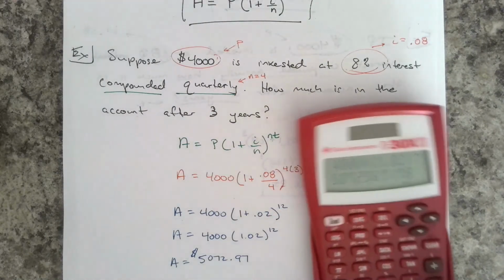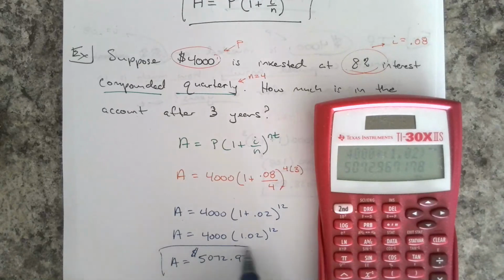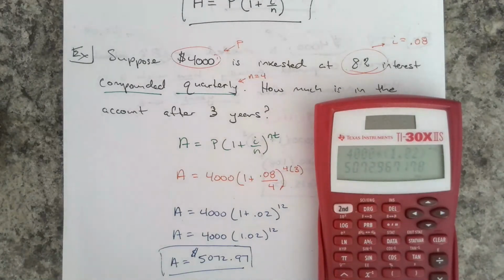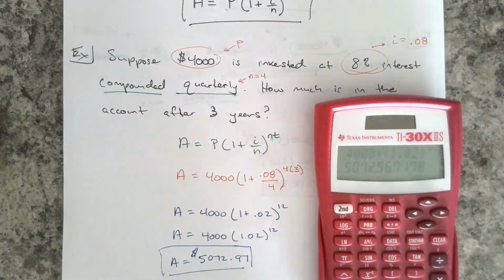So the amount in the account after 3 years when compounded quarterly would be $5,072.97. Again, if you had a calculator that didn't display everything on the screen, you would raise the 1.02 to the 12th power first, then multiply it by the 4,000 to get that number.